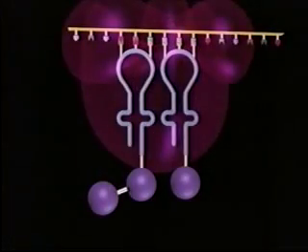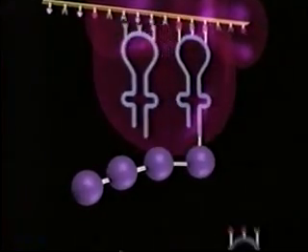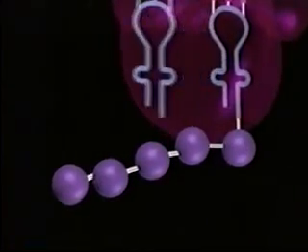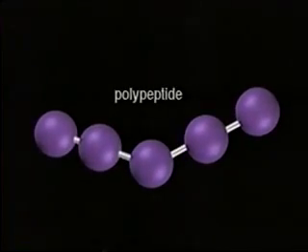In the last step of translation, called termination, a stop codon signals termination factors to help cut the polypeptide off the last tRNA and release it from the ribosome. Once made, a polypeptide chain, singly or in combination with other polypeptide chains, assembles in the cytoplasm into a new protein. Let's pause here for a final concept check.